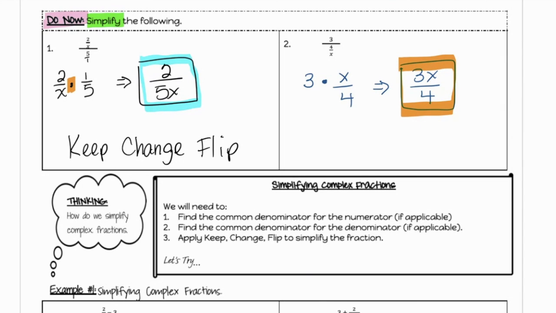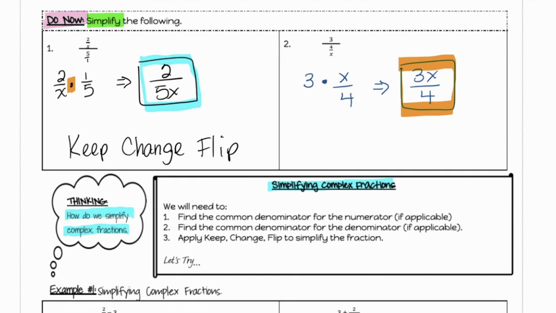So let's look at our thinking for today. We are looking to simplify complex fractions. What are complex fractions? A complex fraction is a fraction divided by another fraction. That's the complex one. We could have a fraction divided by a number. We could have a number divided by a fraction. So something similar to number 1 and 2 you'll see.